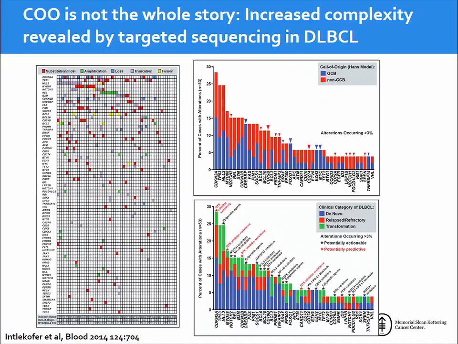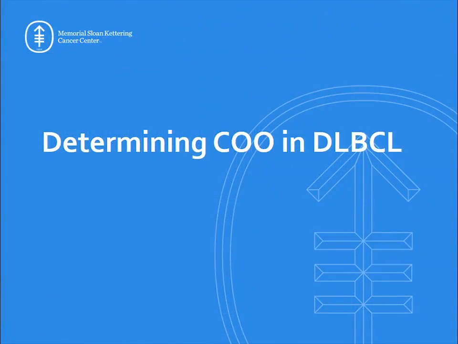Now, some of these things can be targeted. Some of these mutations predict for sensitivity to treatment. Others actually predict for resistance. For instance, and we'll get into this a little bit more, CARD11 predicts for resistance to ibrutinib, whereas CD79B mutations actually predict for sensitivity.